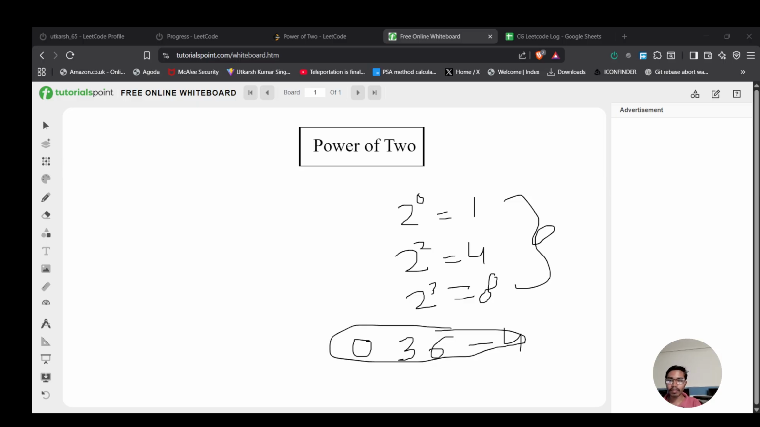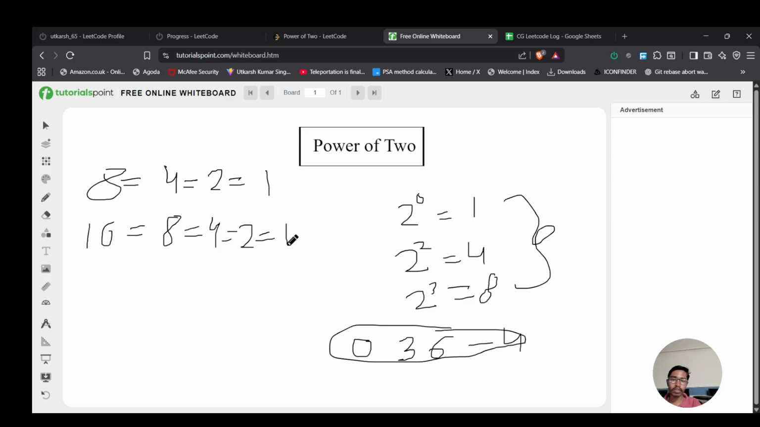Let's see. Take an example of 8. 8 divided by 2 is equal to 4. 4 divided by 2 is equal to 2. And 2 divided by 2 is equal to 1. Then let's take an example of 16. 16 divided by 2 is 8. 8 divided by 2 is 4. 4 divided by 2 is 2. And 2 divided by 2 is 1. You always see that it ends with 1.